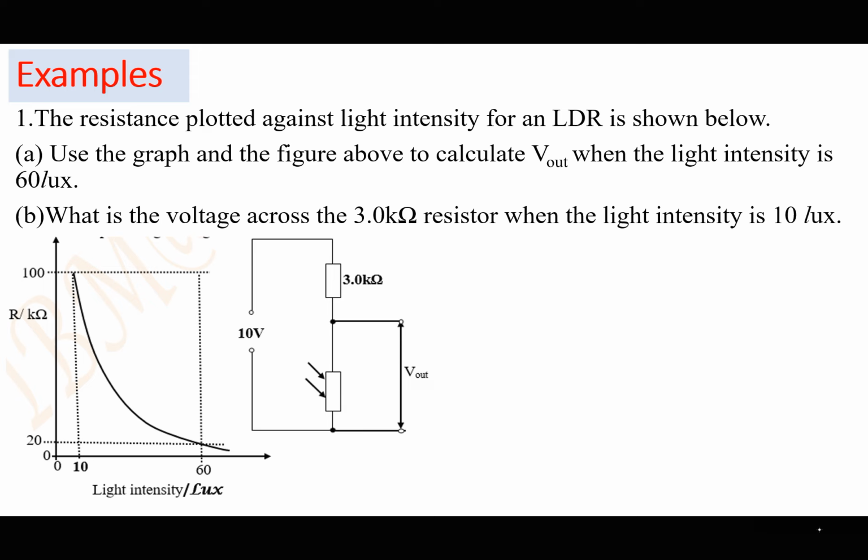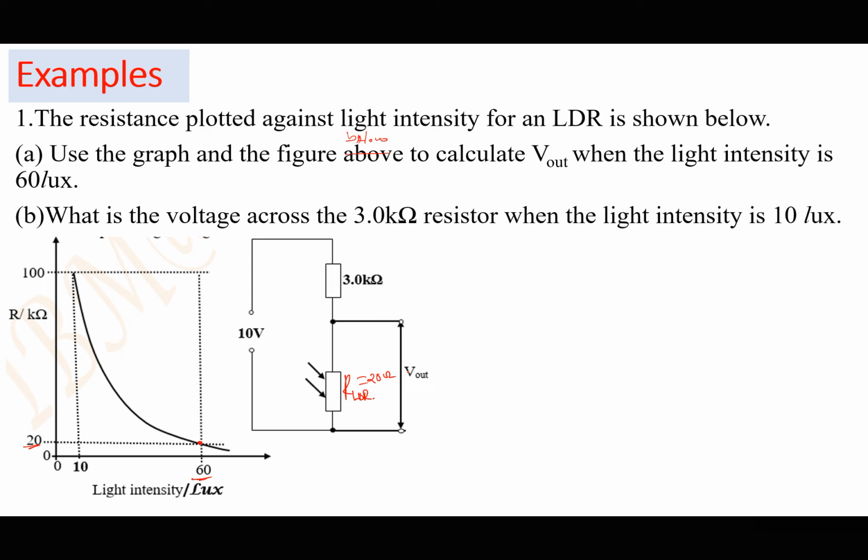So first of all, we want to use the graph to calculate V out. V out is across the LDR, or the light dependent resistor. So let this resistance be R of the LDR. So from the graph at 60 lux, the resistance of the LDR is, use the graph and the figure below, to calculate V out when the light intensity is 60 lux. So when light intensity is 60 lux, the resistance is 20 kilo ohms. So the resistance of the LDR is going to be 20 kilo ohms.